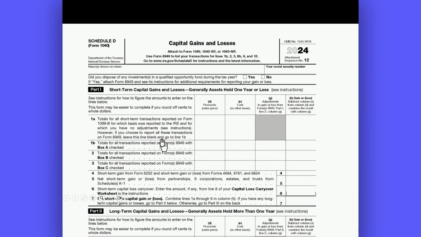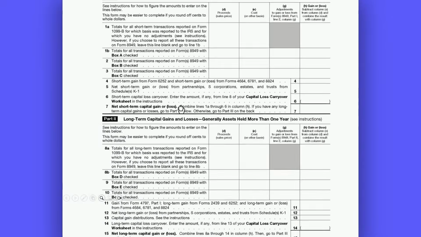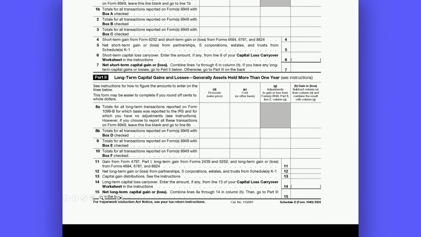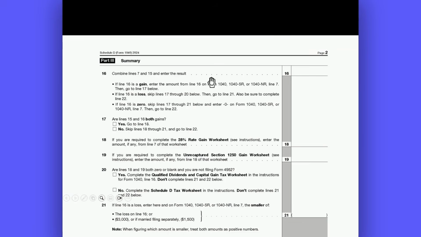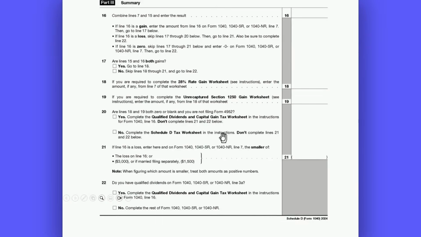And so you're going to see here in Part 1, you're going to list your short-term capital gains and losses. And then in Part 2, you've got your long-term capital gains and losses. And then you've got Part 3 here, which is just a summary and is going to add it all together. And then those amounts are going to flow up to the Form 1040.